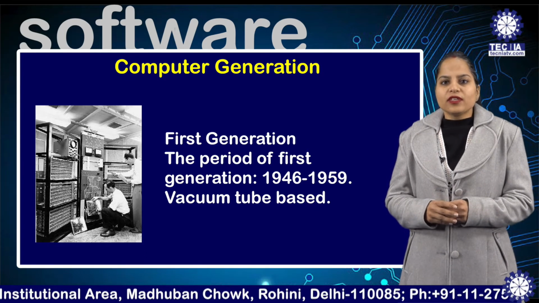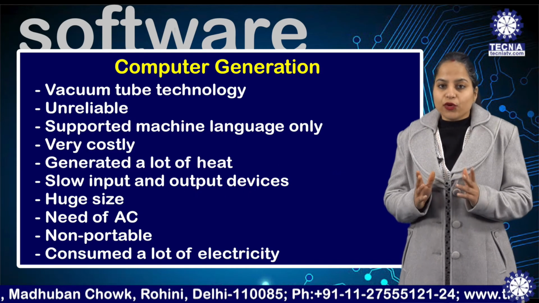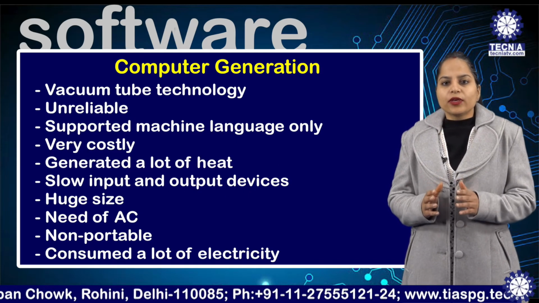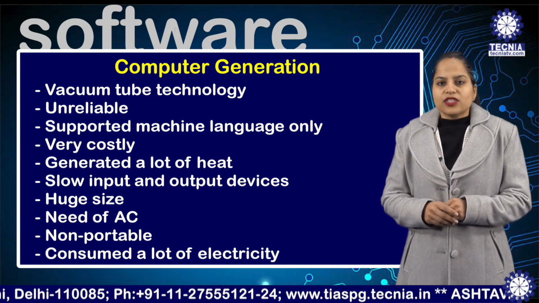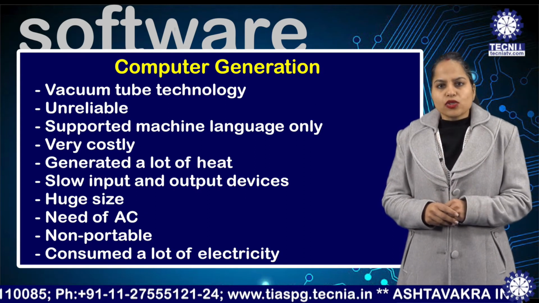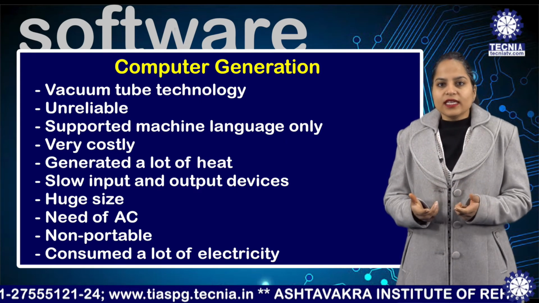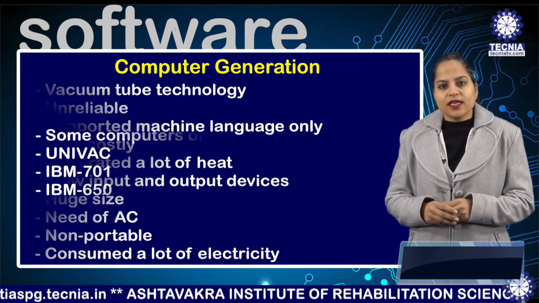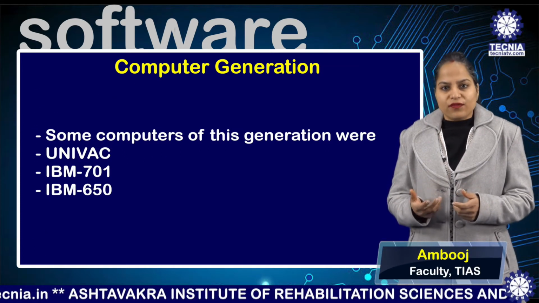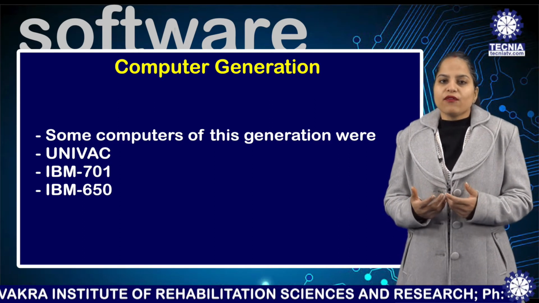In this period of the first generation, the main features are vacuum tube technology, supported machine language only, very costly, generated a lot of heat, slow input and output devices, huge size, need of AC, non-portable, and consumed a lot of electricity. Some computers of this generation were IBM 701, IBM 650, and UNIVAC.